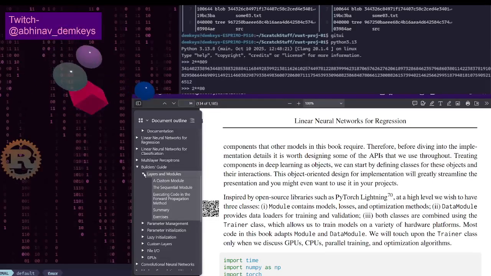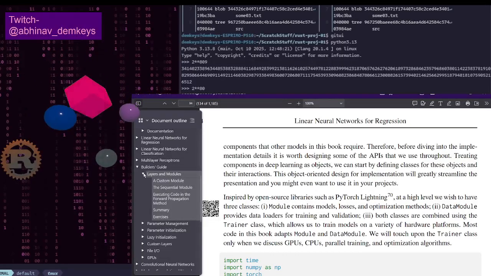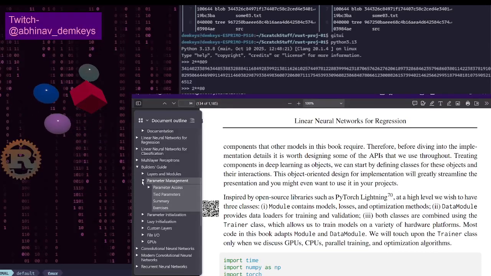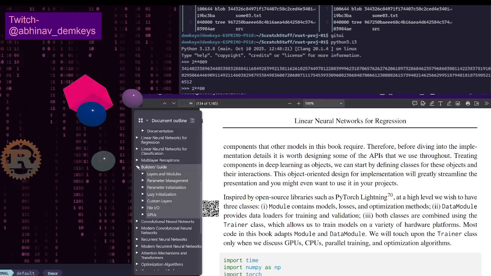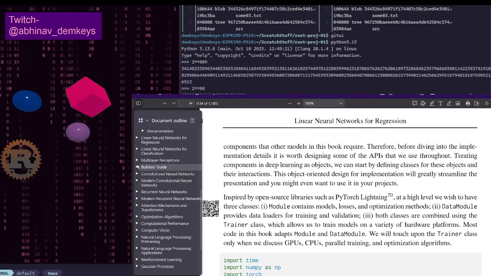Layers and modules. Oh, I think this is teaching us how to do all the neural network related stuff, as in building neural networks in PyTorch. I think this is covering that.